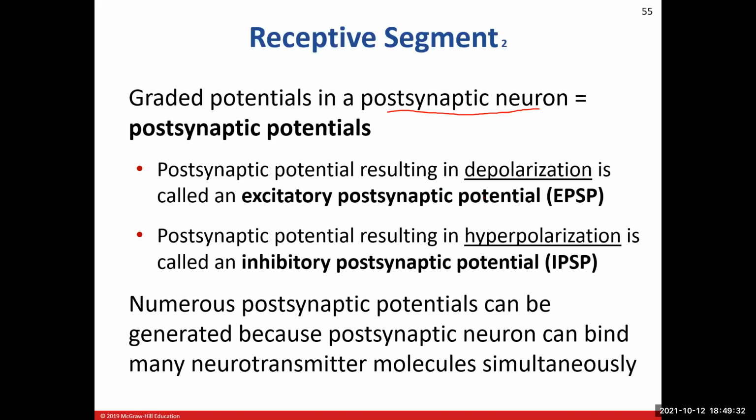So these type of potentials will depolarize the plasma membrane. It'll make it less negative. The postsynaptic potential that causes hyperpolarization is going to make the resting membrane potential, or the membrane potential, more negative. Those are called inhibitory postsynaptic potentials.